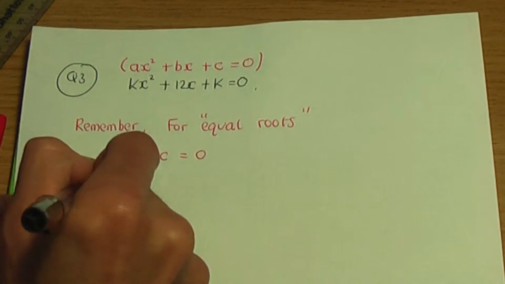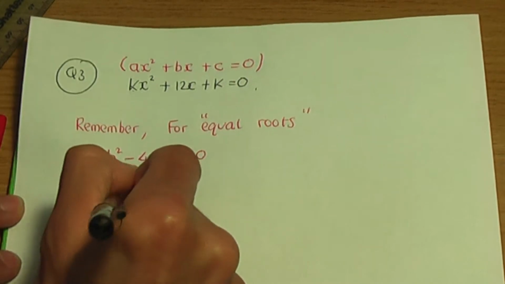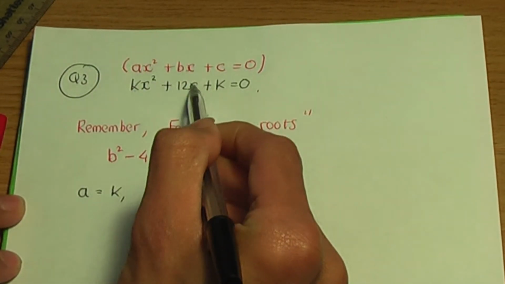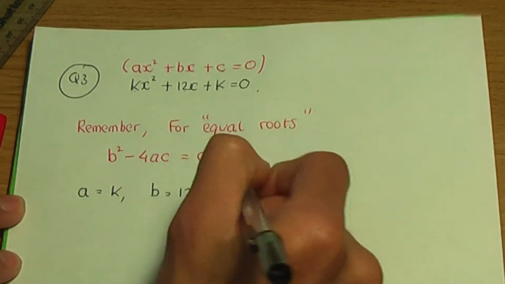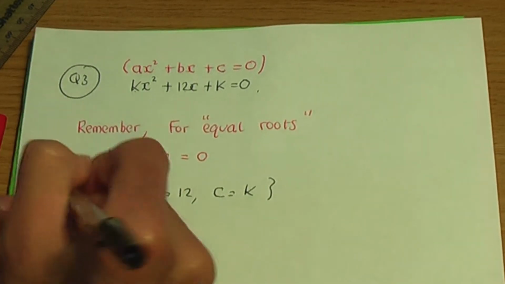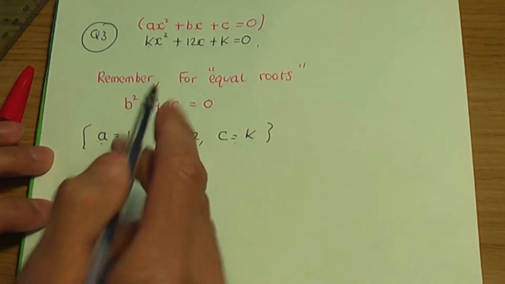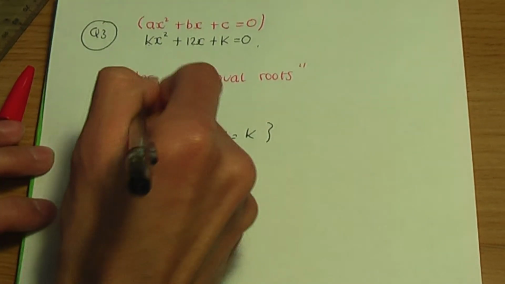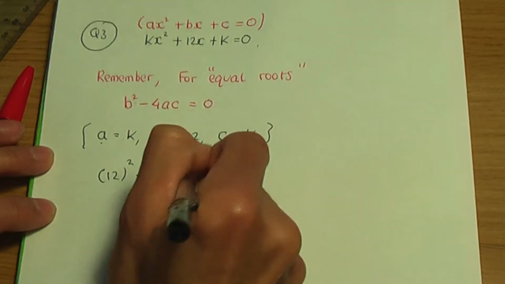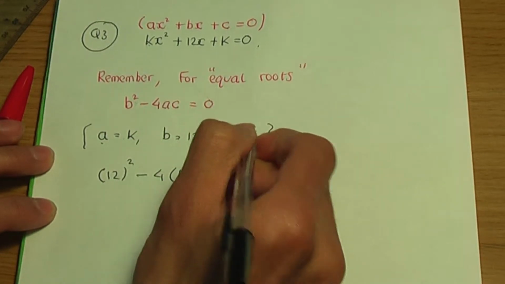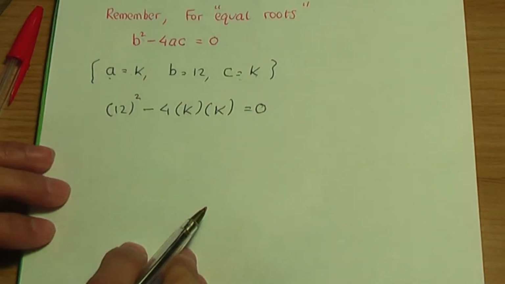So in this case, if I make a comparison, a, the coefficient of x squared, is k, b, the coefficient of x, is plus 12, and c, the constant, is plus k. So this is what a, b and c are. If I replace a, b and c into the condition, we're going to have b, which is 12, don't forget the square, minus 4 times a, which is replaced by k, multiplied by c, which is k, which is equal to 0 according to the condition.